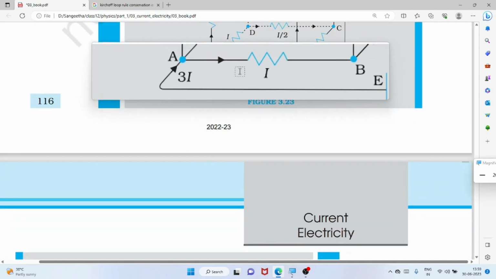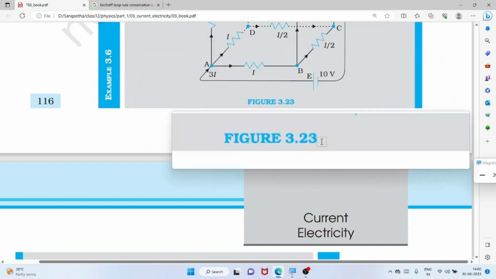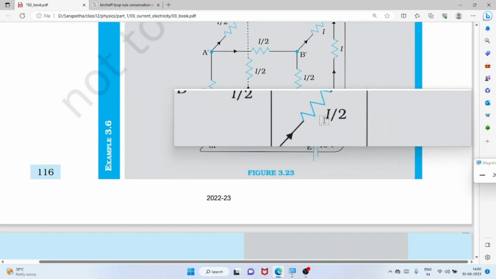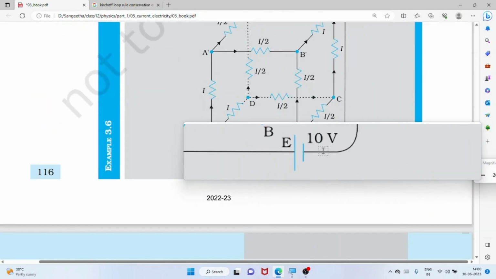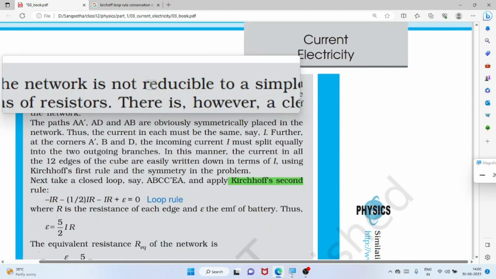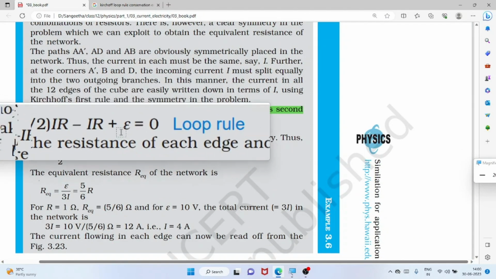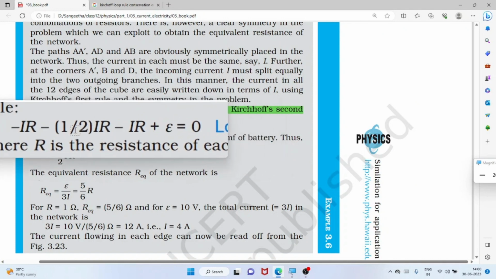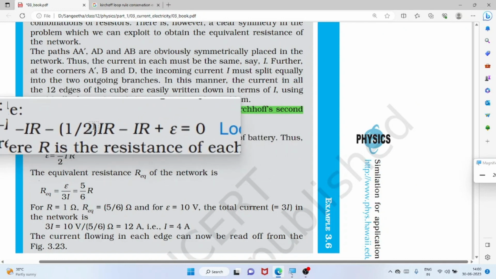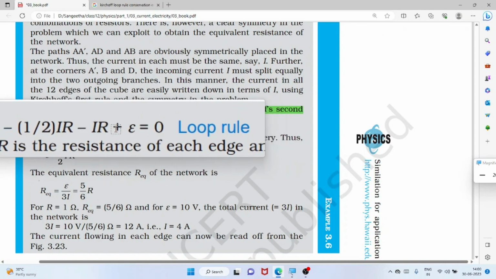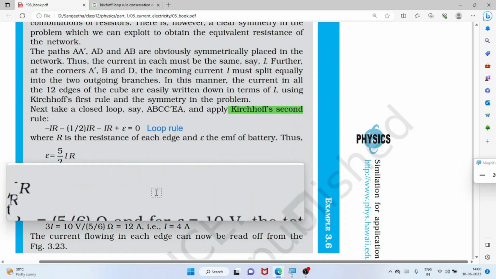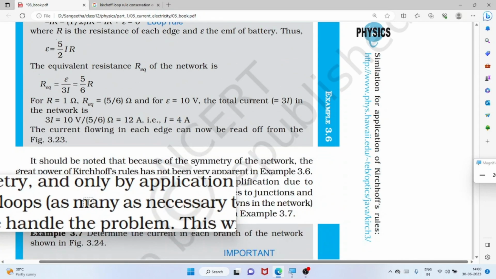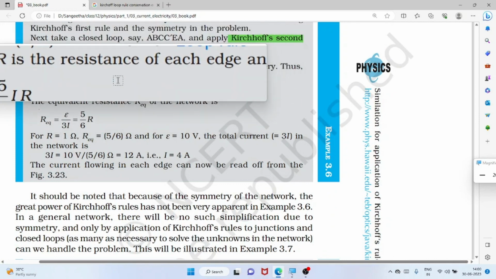This voltage minus the potential drop across this resistance and this resistance and this resistance will be 0. This is the EMF of this cell. This is the voltage drop across those three resistors. When you add up all three, it will be 0. That is the loop rule, conservation of energy.